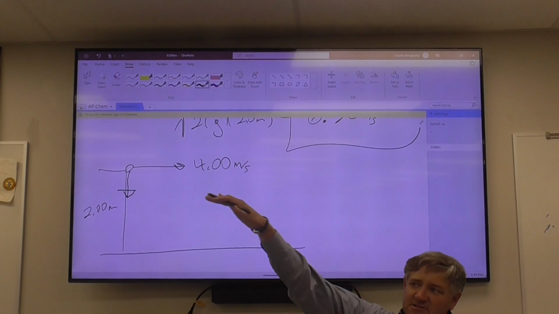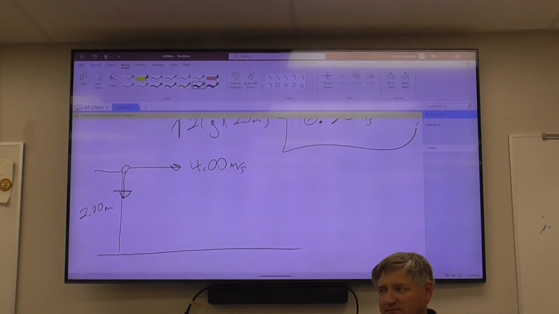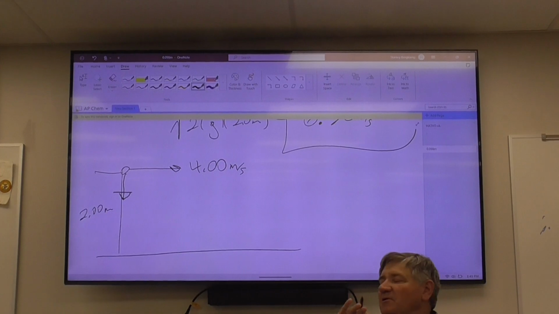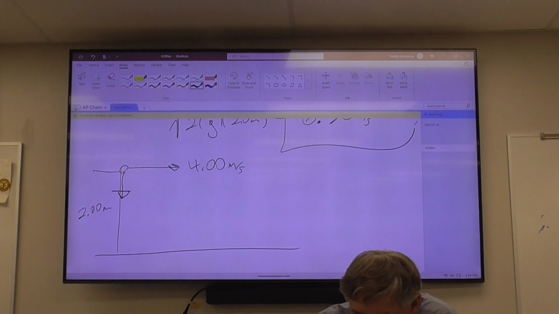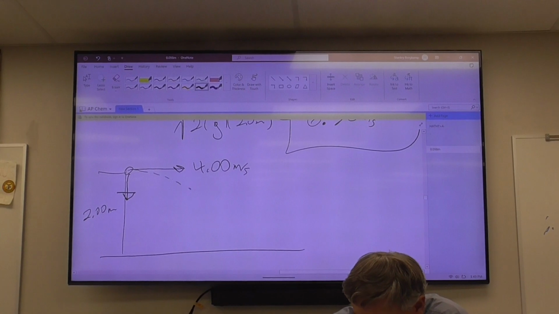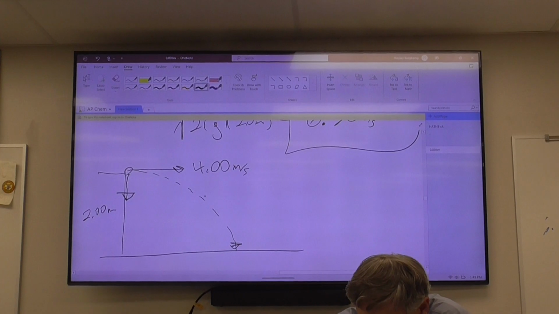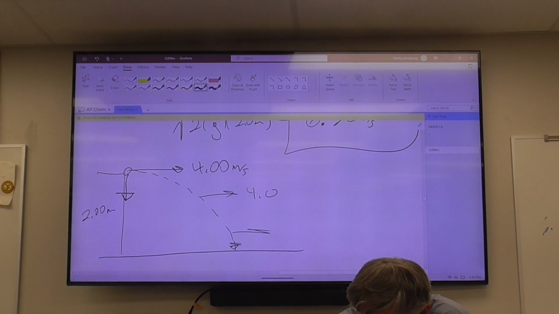So when that got launched out horizontally, were there any forces acting in the X direction? Yes, when it got launched. But no, after it got launched. Oh, no. So when that ball fell, it went on a parabolic path like this. So as it fell, your Vx stayed the same.